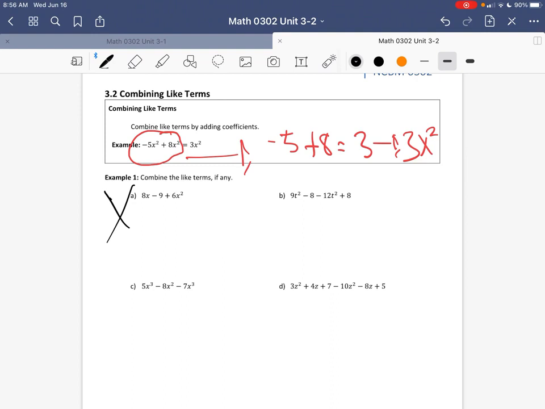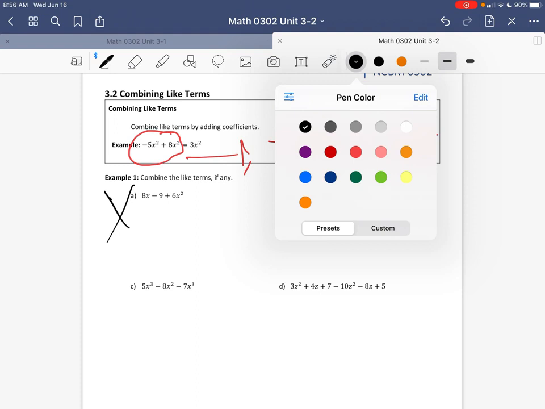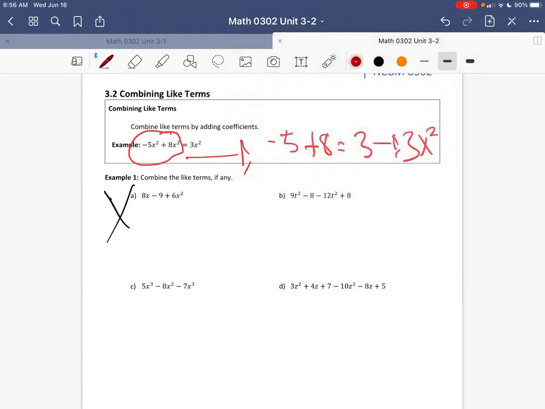Part B. The expression is 9t squared minus 8 minus 12t squared plus 8. Which terms are alike here? Let's go ahead and circle them. The 9t squared is the same kind of term as the minus 12t squared. Again, the directions are to combine like terms by adding the coefficients. As far as t squared is concerned, I'm just going to write it here.